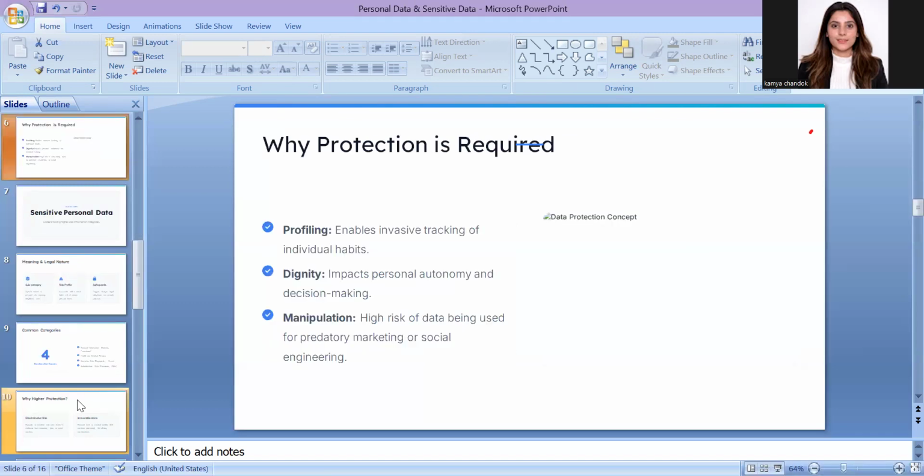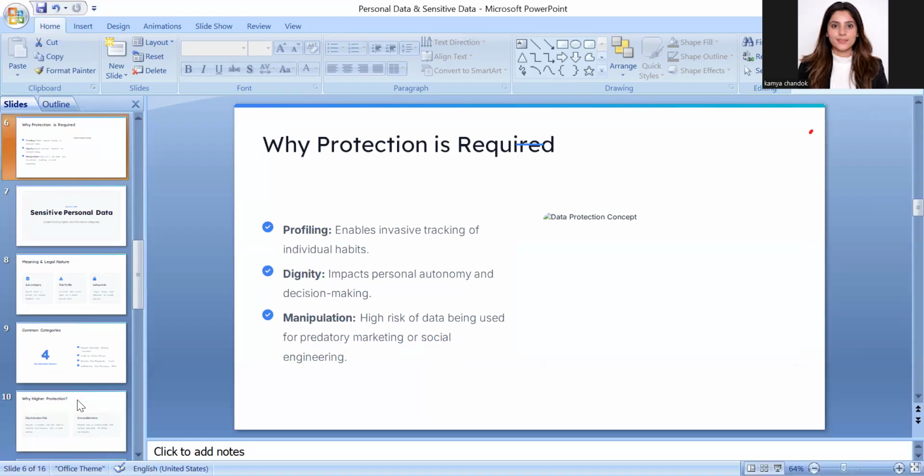Now let's talk about why personal data needs protection. Personal data enables profiling, where you can get invasive tracking of someone's habits. It can give you behavioral prediction and targeted influence. The harm is not just data theft, the harm is the loss of autonomy. This is why even basic personal data cannot be collected or used freely without legal justification.